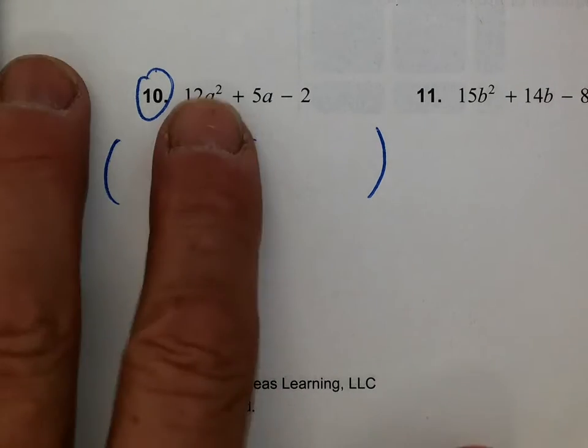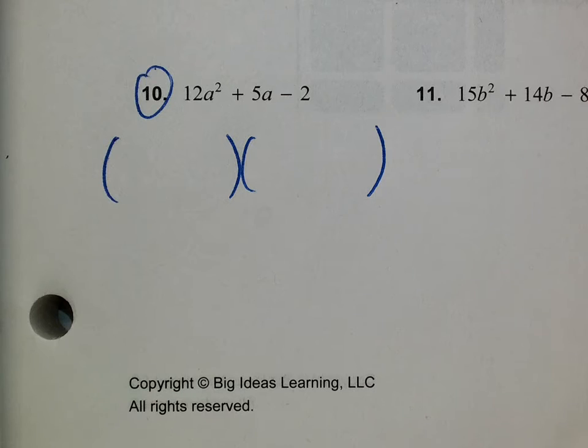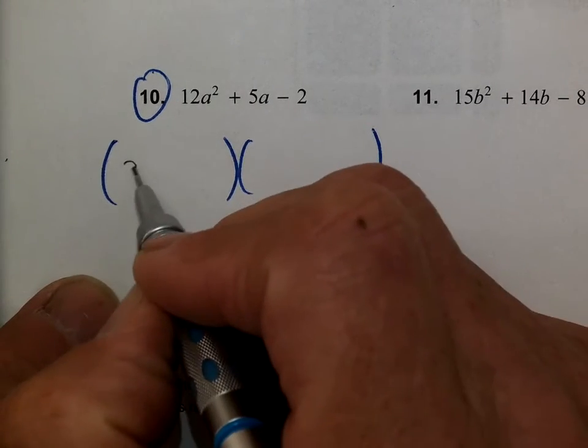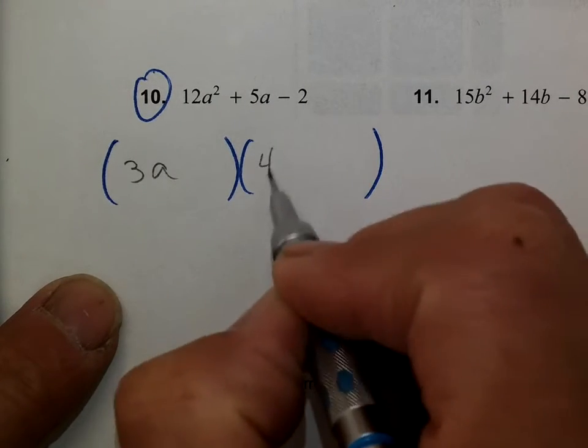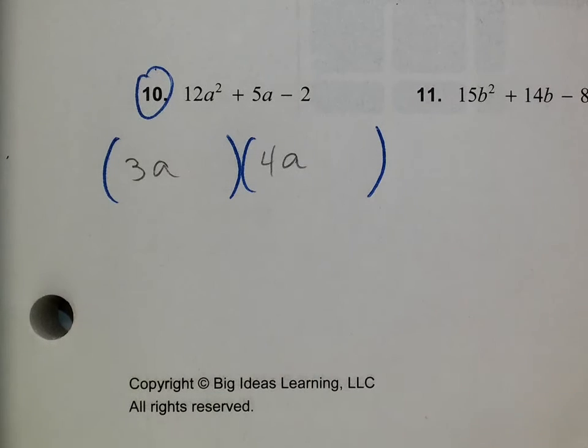Now, again, I'm going to use my pencil because I might need to erase. So 12. There's lots of ways to make 12. I can do 12 and 1. I can do 2 and 6 and 3 and 4, right? Let's do 3 and 4. 3 and 4 seems like the best choice. And if we're wrong, we erase and we try it again. So let's try 3a and a 4a, okay? Now what about the negative 2?